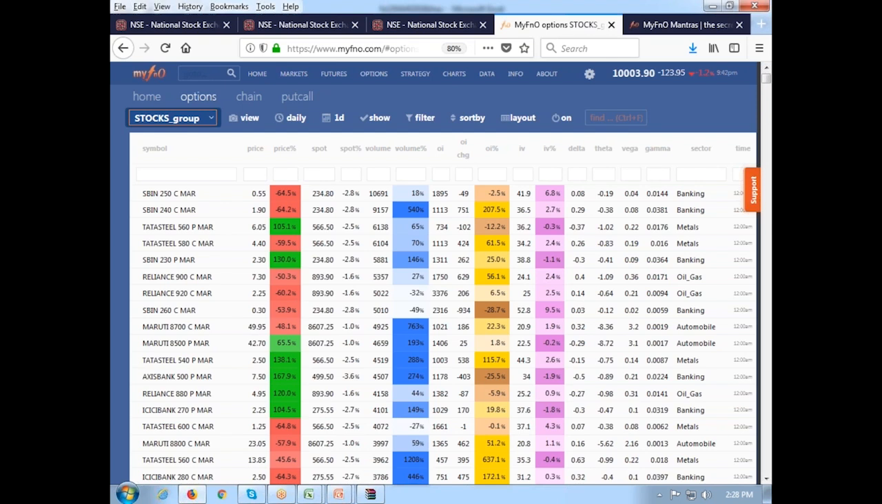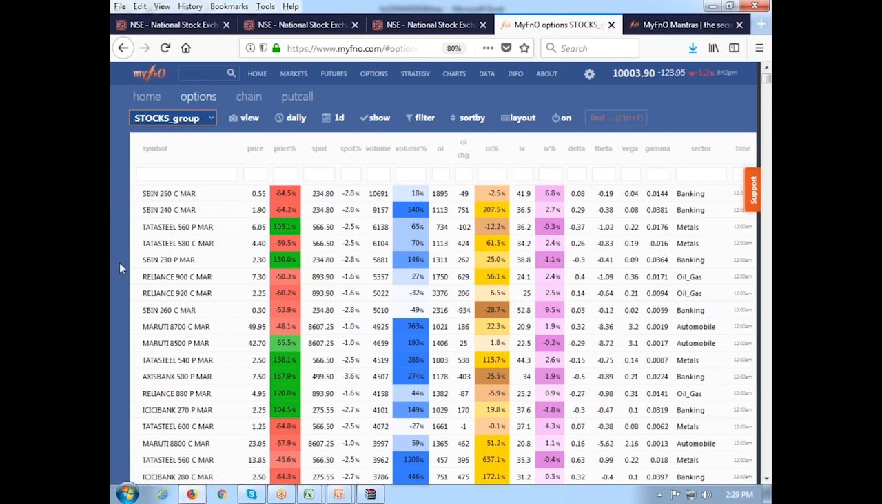By default, it will be sorted volume-wise. So the way I see it currently, yesterday SBI 240 and 250 call were heavily traded. Can I say that? I can say that they have heavily traded, although in terms of OI, nothing changed much, at least not much. Okay, I'm not going into OI. We have not discussed OI yet.